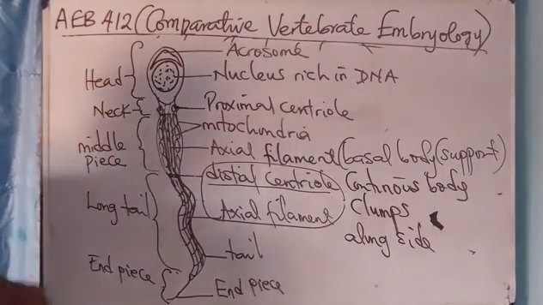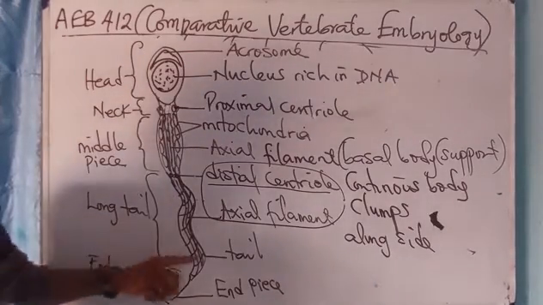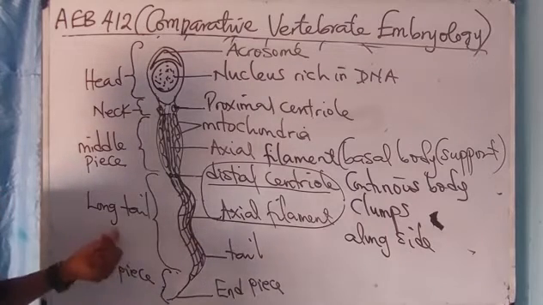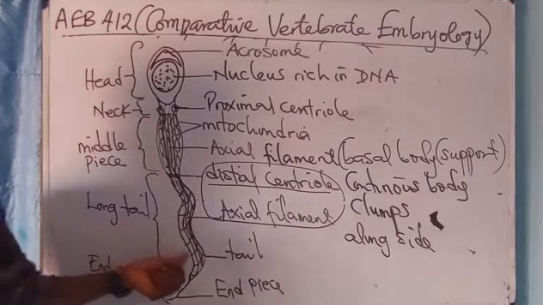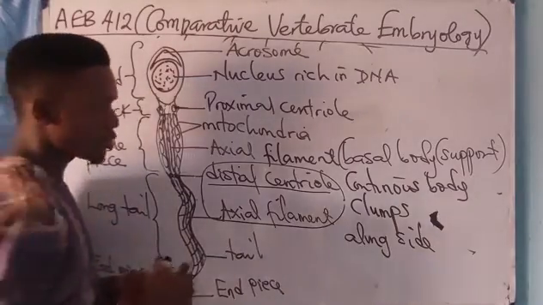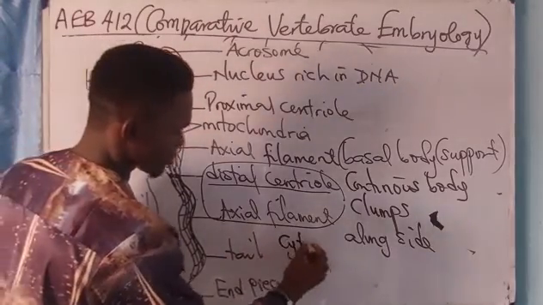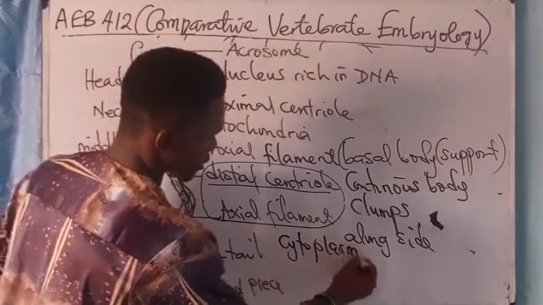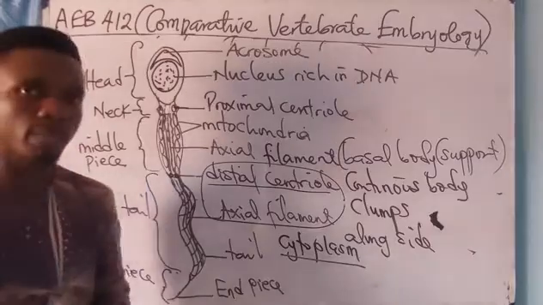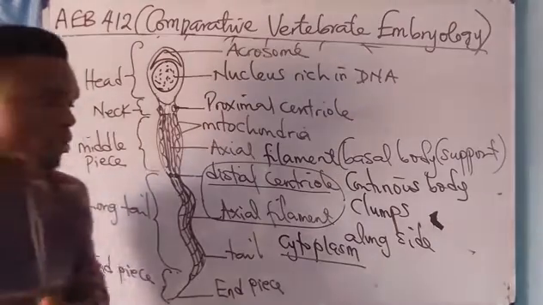Please take note, in the long tail, the axial filament, though it's not visible here, the axial filament found there is surrounded by both mitochondria and what? Cytoplasm. It's surrounded by both mitochondria and cytoplasm.